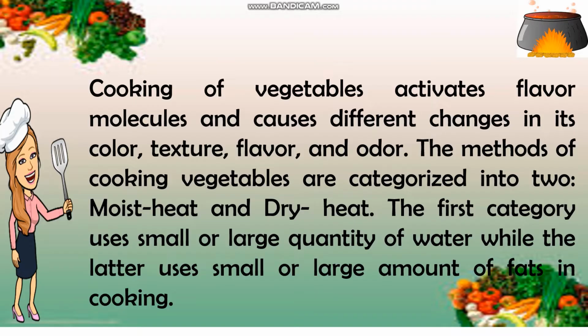Cooking of vegetables activates flavor molecules and causes different changes in its color, texture, flavor, and odor. The methods of cooking vegetables are categorized into two: moist heat and dry heat. The first category uses small or large quantity of water, while the latter uses small or large amount of fats in cooking.